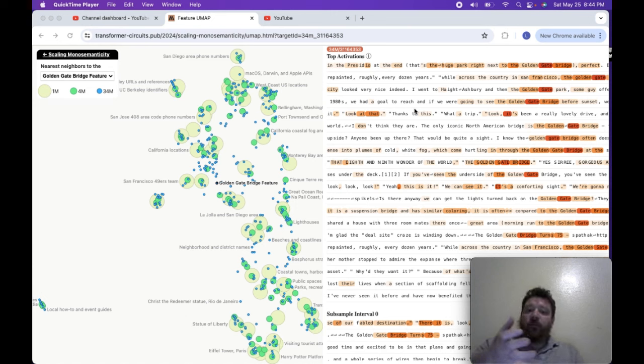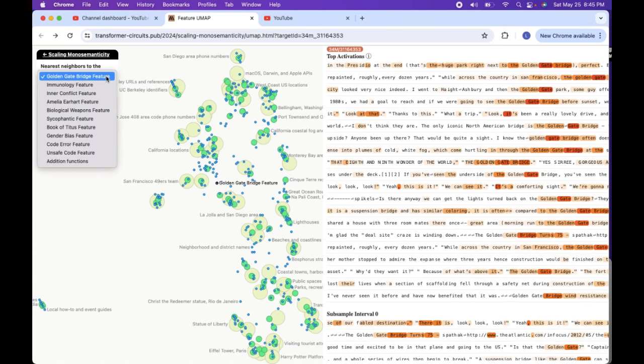Within this you see patterns of similarity. Where we have the Golden Gate Bridge, there's a similarity pattern between beaches and coastlines and the Golden Gate Bridge, of course. Same thing with neighborhood and district names, La Jolla and San Diego area codes. We can see that it groups San Diego and San Francisco together tangentially with the Golden Gate Bridge, and then Monterey and California coastal fog and Bellingham, Washington. We can see all of these are tangentially related in Claude's mind, its neural network, to the Golden Gate Bridge.